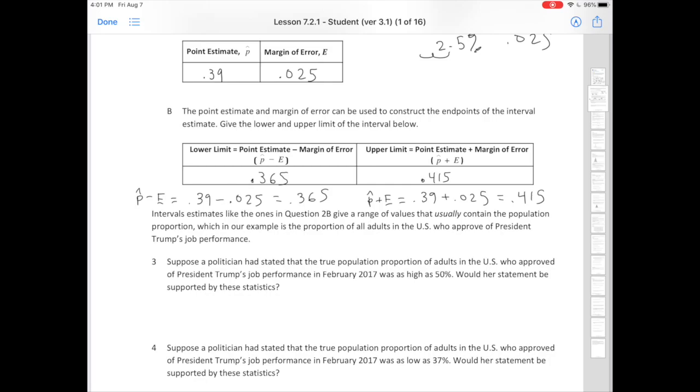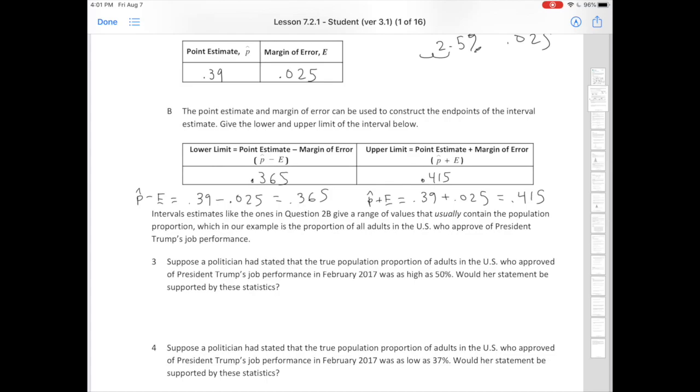Well, let's suppose that somebody looked at this data and then made the following claims. Suppose a politician had stated that the true population proportion of adults in the US who approved of President Trump's job performance in February 2017 was as high as 50%. Would her statement be supported by these statistics? This kind of thing happens all the time in politics, where somebody makes a claim after they look at the results of a study, but we have to decide if they're telling the truth.